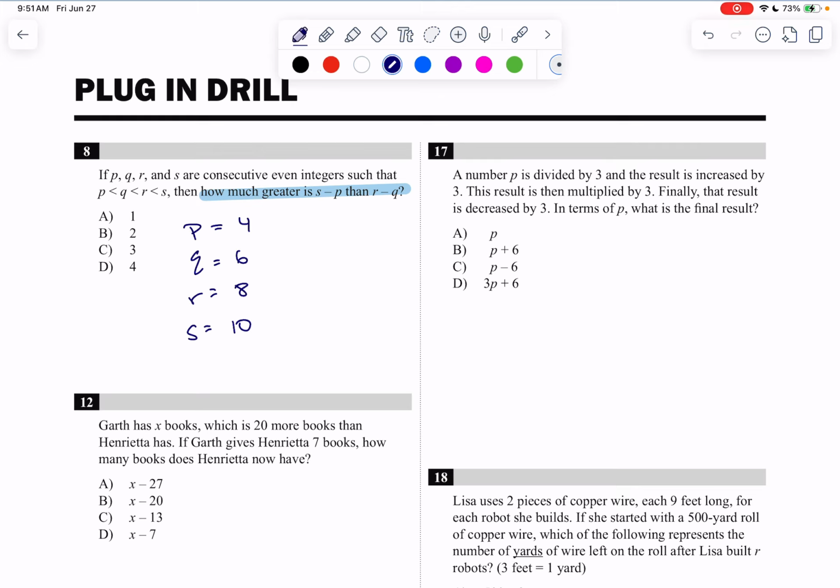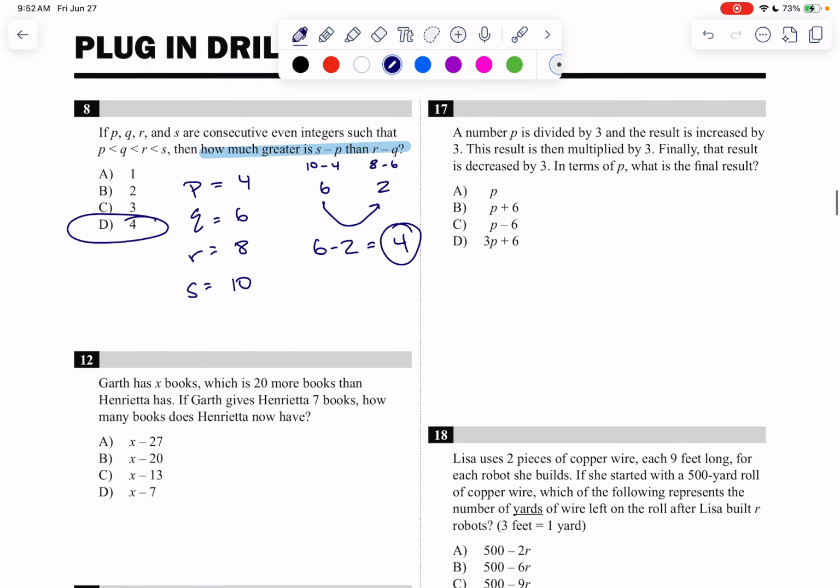S minus P, what's that? Well, that's 10 minus 4, so that's 6. And R minus Q, that's 8 minus 6, that's 2. So how much greater is 6 than 2? Well, 6 minus 2 tells me it's 4 greater. So my answer is 4 in real numbers. Let's go for the next one.